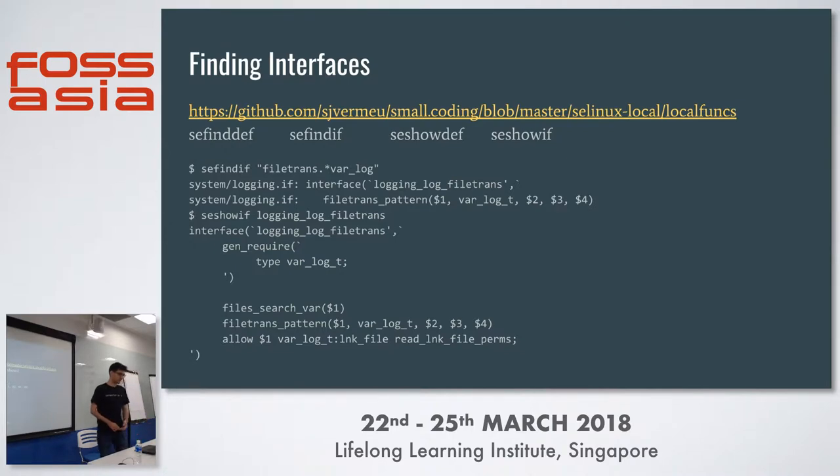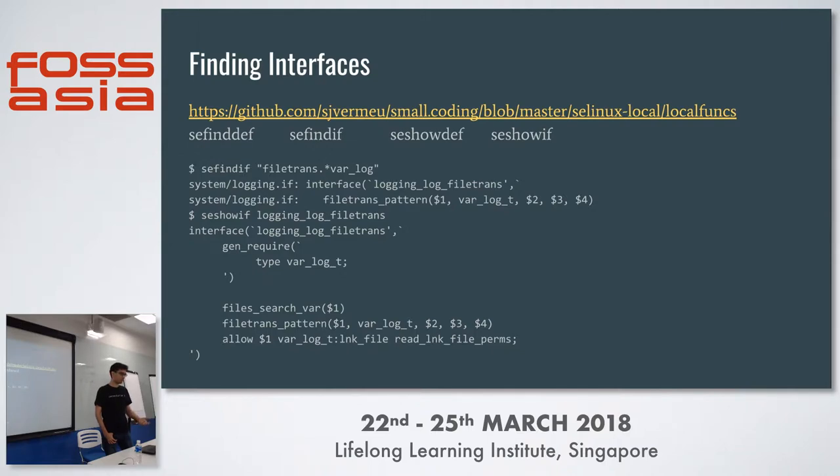Finding interfaces. This is the hardest part. You get them pretty quick after a while, but it does take a while to get used to. The names are pretty good in general. Like, you can usually guess very close to what the name will be after seeing them for a while. But to help with this, there are these bash macros, which will search the policy for things that you need.